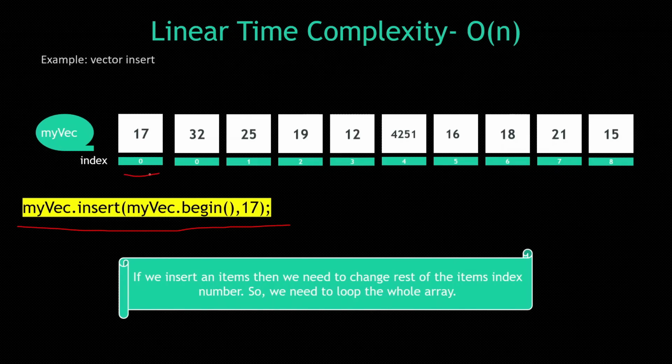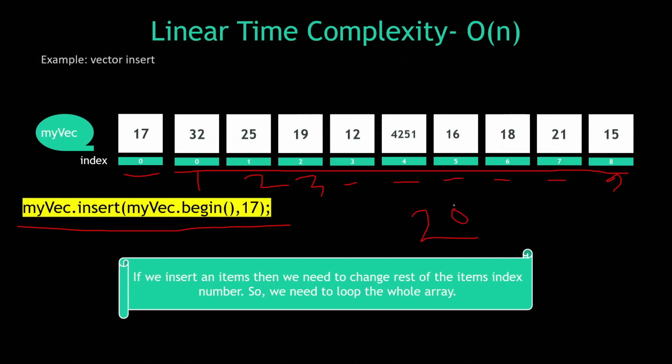If we insert an item, then we need to change the rest of the items' index numbers. See, all the index numbers should change. It will be 1, 2, 3 and continue till 9. So we need to loop the whole array. If the array length is 20, then we need to run 20 operations. If the array length is 40, we need to run 40 operations. So we can say the complexity of this algorithm is O(n), which is linear time complexity.